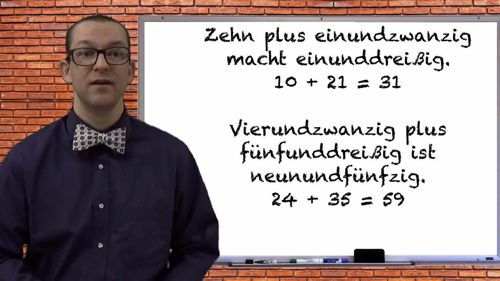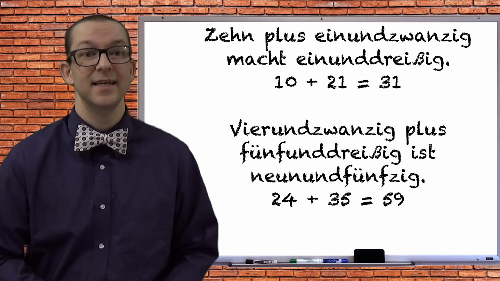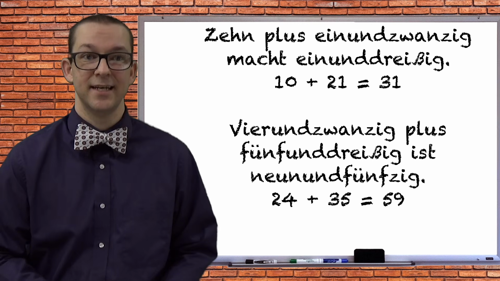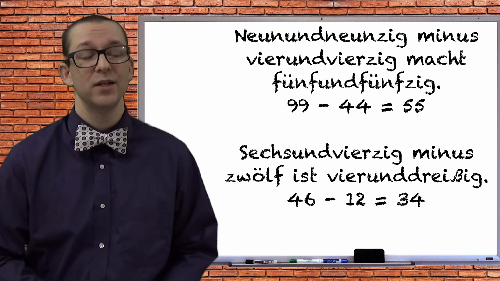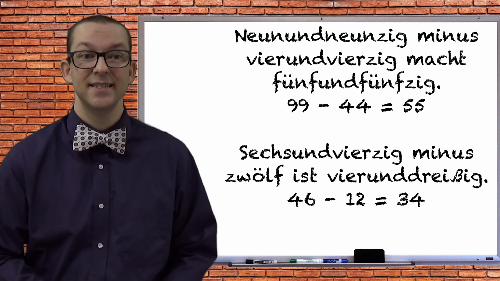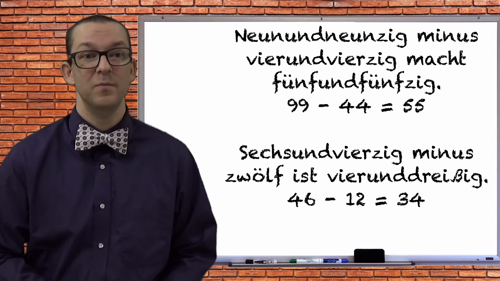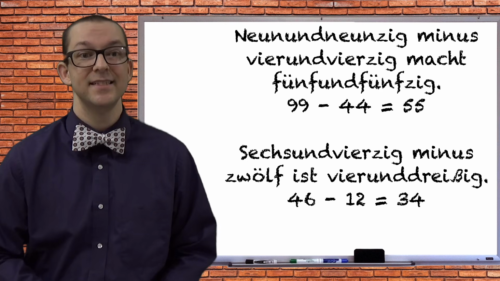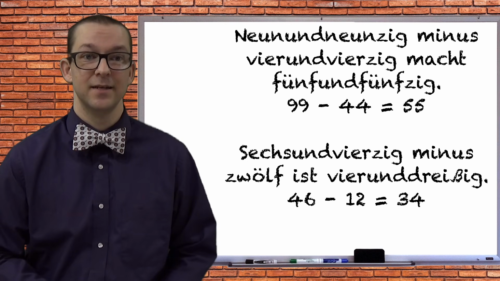24 plus 35 ist 59. To subtract, use minus. 99 minus 44 macht 55. 46 minus 12 ist 34.